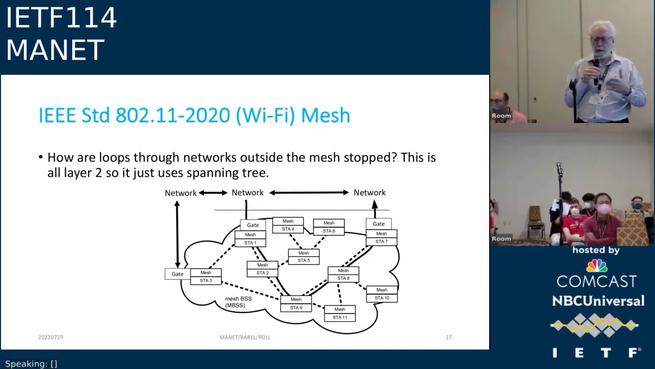So the question, well, okay, this is all at layer 2, and you can have these gates that connect to the outside world. This duplicate elimination may solve things inside the mesh, and the TTL is a sort of extra backup, so you can't really have looping inside the mesh that would be problematic. But what about loops in the external networks? Since everything is layer 2, it just uses a spanning tree and disables gateways and such so that you don't have loops by the typical spanning tree method.